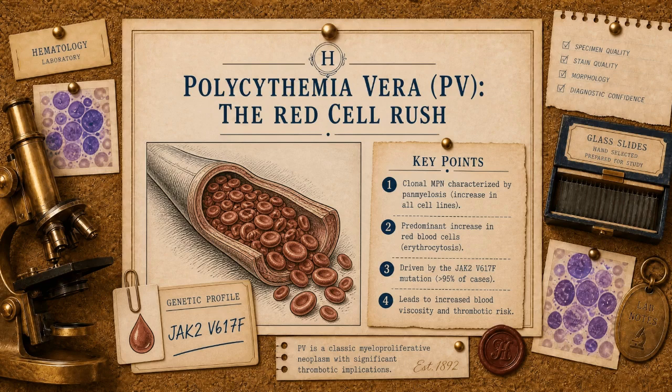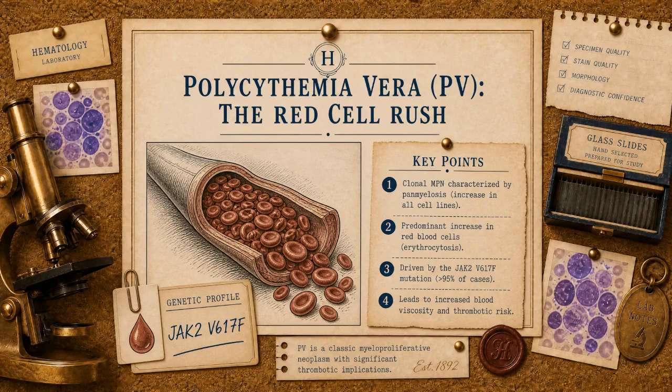One of the most critical aspects of PV is that this red cell production is erythropoietin, EPO, independent. Normally, red blood cell production is tightly regulated by EPO, a hormone produced by the kidneys. When oxygen levels are low, EPO increases, stimulating red cell production. In PV, however, the mutated JAK2 pathway bypasses this normal regulatory mechanism. The bone marrow just keeps churning out red cells, regardless of how much EPO is present.